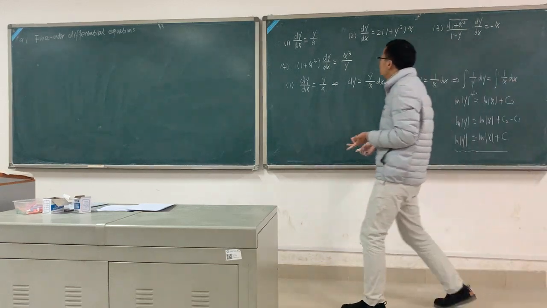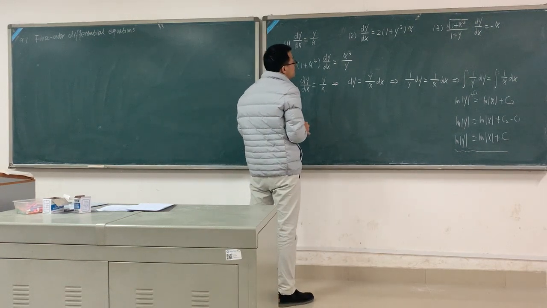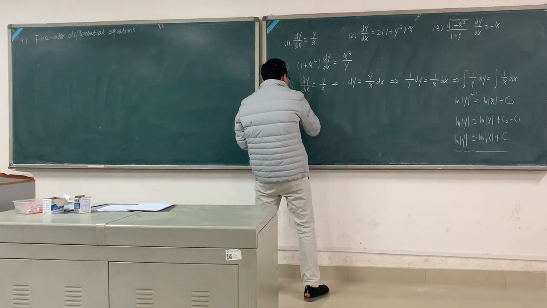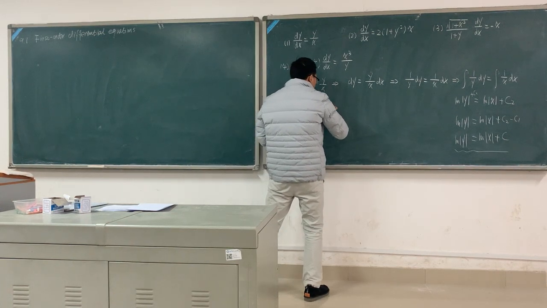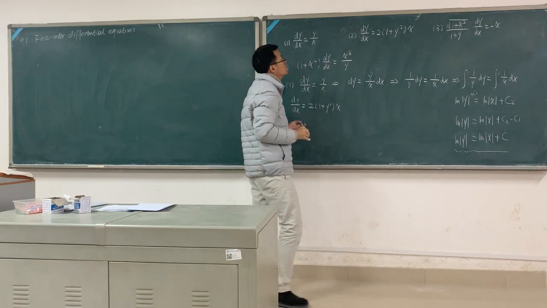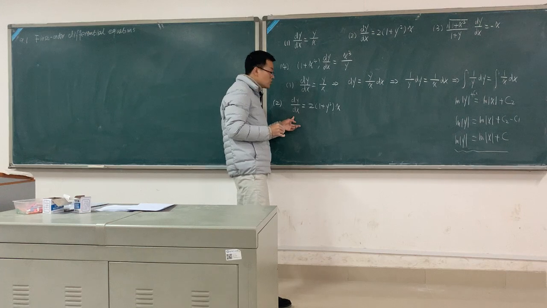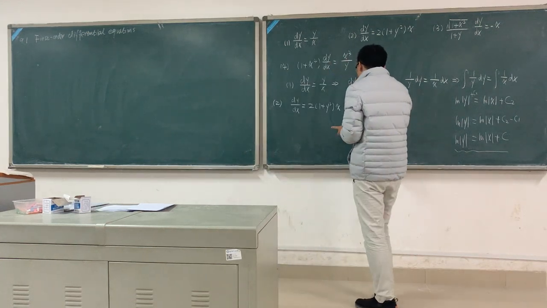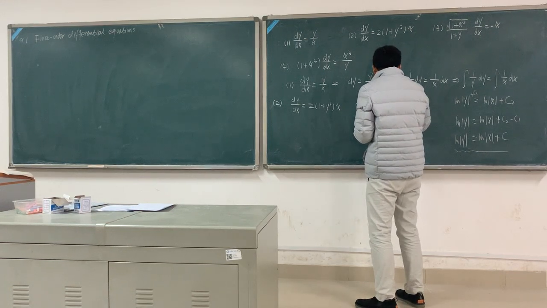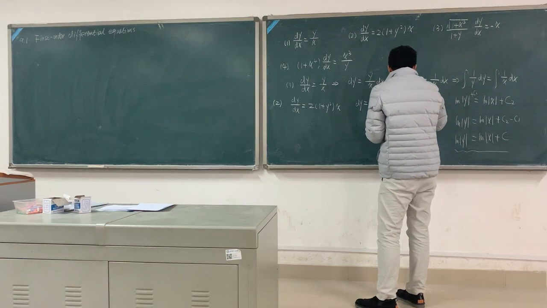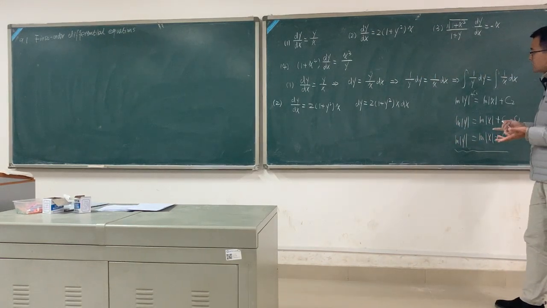So for the second one, dy/dx equal to 2 times (1 plus y squared) times x. On the left hand side we have dy/dx, so we multiply by dx on both sides. So dy equal to 2 times (1 plus y squared) times x dx.